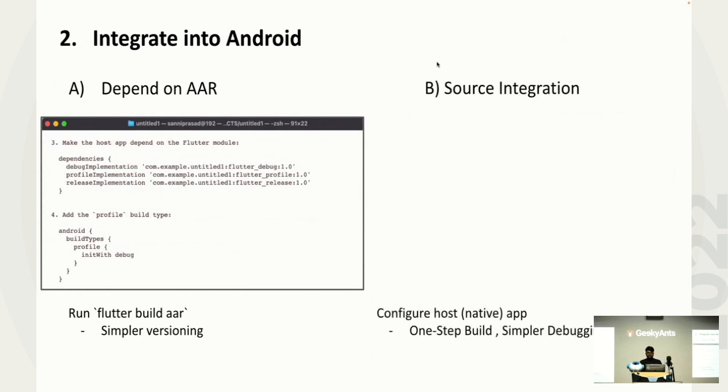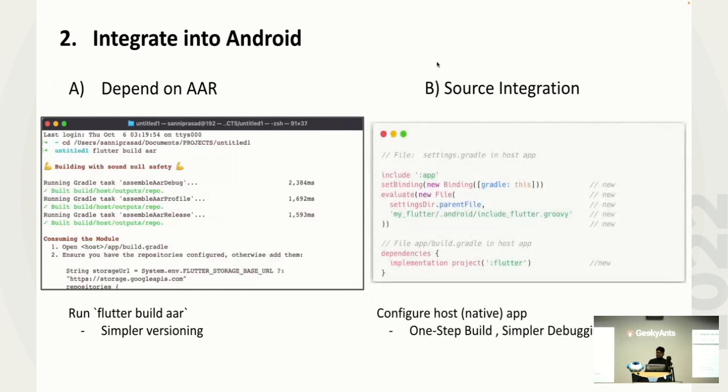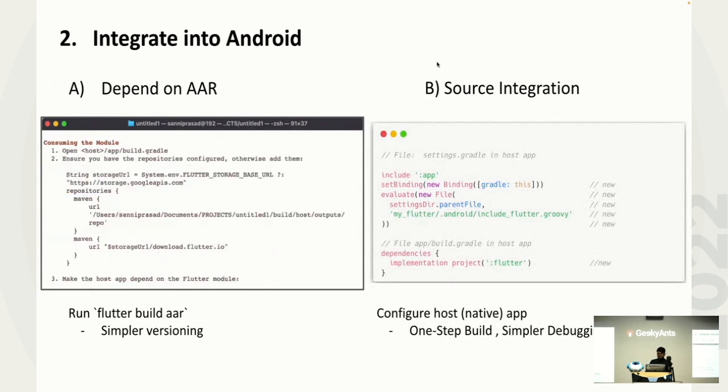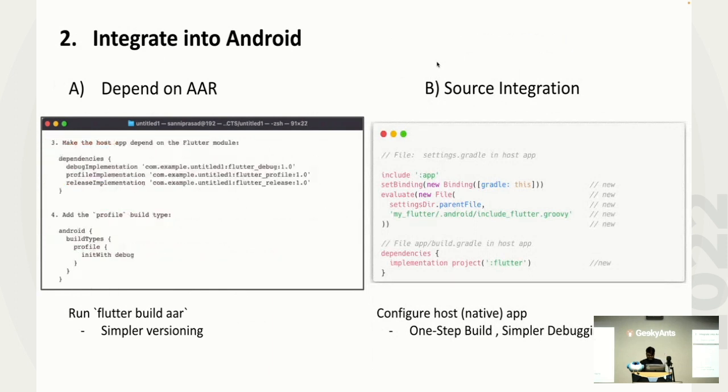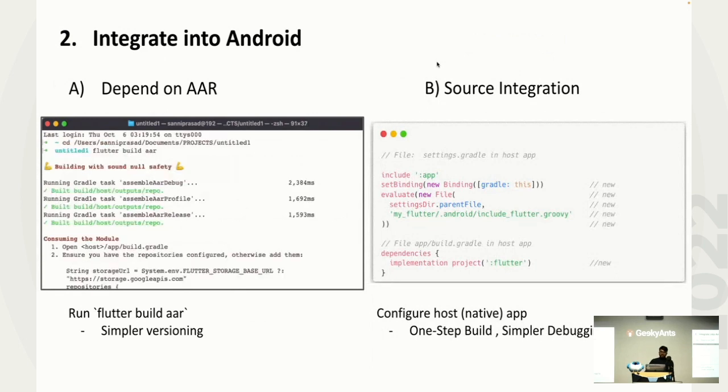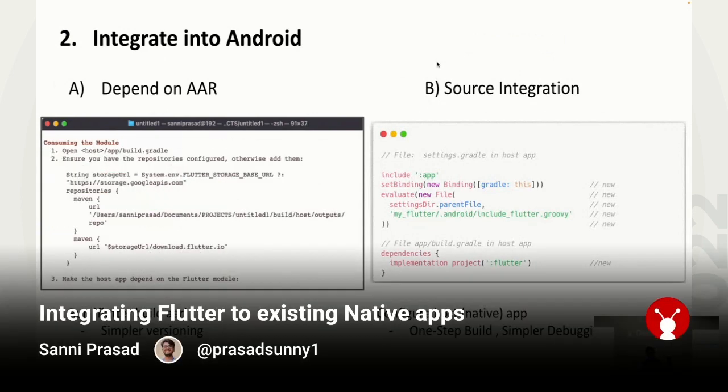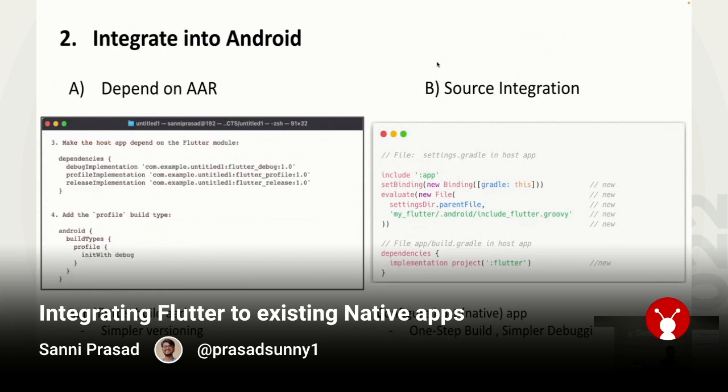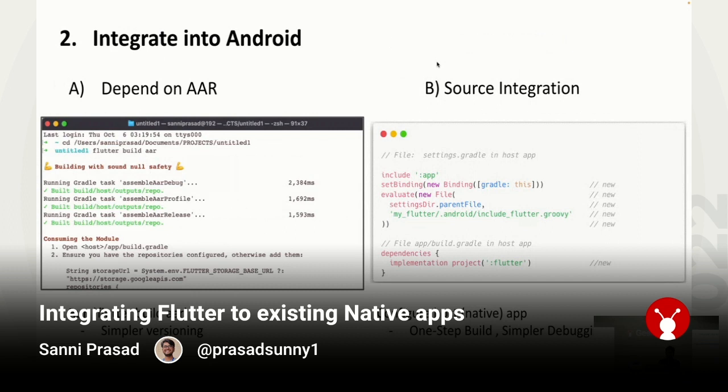Second is source integration. This is a one-step process. You only have to change two files, settings.gradle and build.gradle, and once that is done, whenever you run your native project, it will first of all build your Flutter module and then integrate that into your Android project and run it.